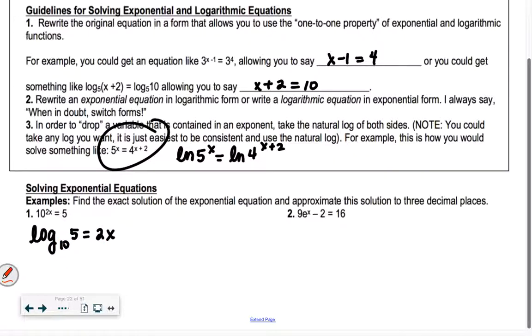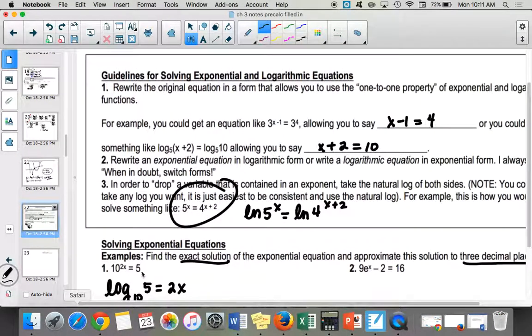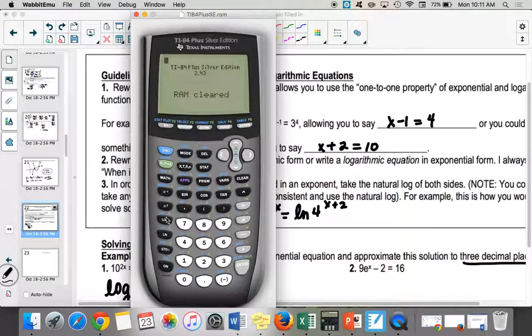Log base 10 is something that's on my calculator. It's just log, right? So I can put in log 5 on my calculator, and then I can divide by 2. So my answer would be log 5 over 2. I asked you to find the exact solution and the solution to 3 decimal places. That is what we call the exact solution. If I want to find it rounded to 3 decimal places, I put it in my calculator. So I do log of 5 divided by 2, and I get 0.349.